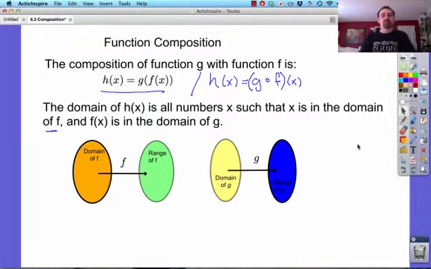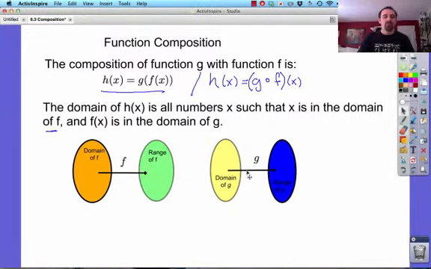I like this picture a lot. The book has this picture. I just animated it a little bit. So if we have a value of x in the domain of f, okay, it goes into the range of f. Likewise here, if I have a value in the domain of g, it goes into the range of g. Okay, domain to range, domain to range. And so what I'm going to do here is see what happens now if I put f inside of g.